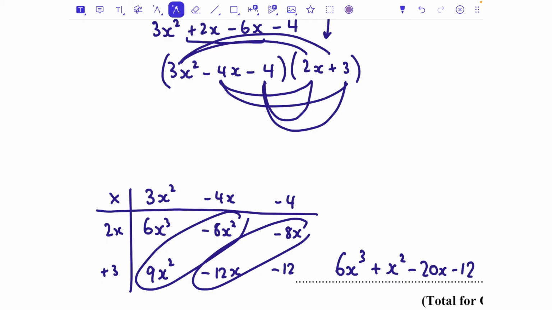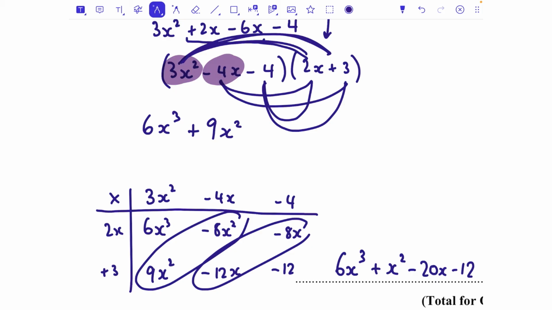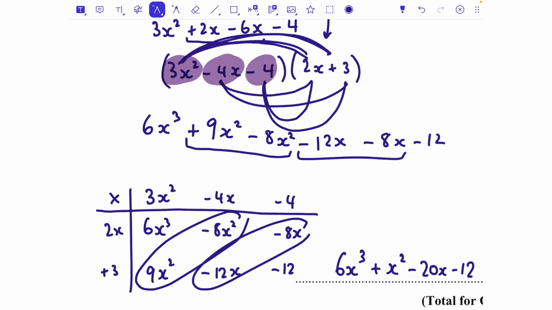Let me do it the other way then. I'm going to start with the 3x squared. 3x squared times 2x is 6x cubed, and 3x squared times 3 is 9x squared. Moving over to the minus 4x, I'm timesing that by each of the things in the other bracket. So minus 8x squared and then minus 12x. And then moving over to the minus 4, and I've got minus 8x minus 12. These two come together and these two come together, and we're going to get the exact same answer, but just another way of doing it.